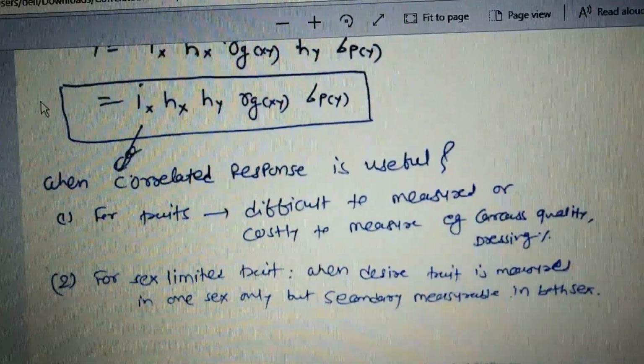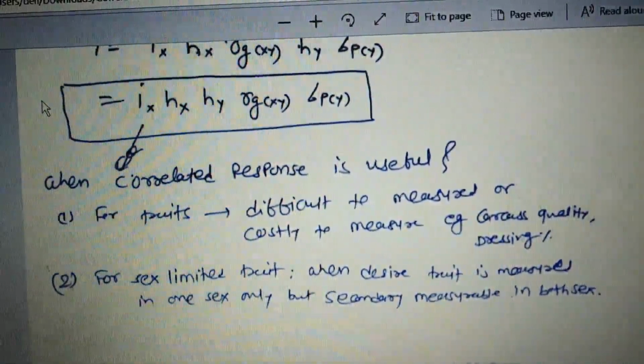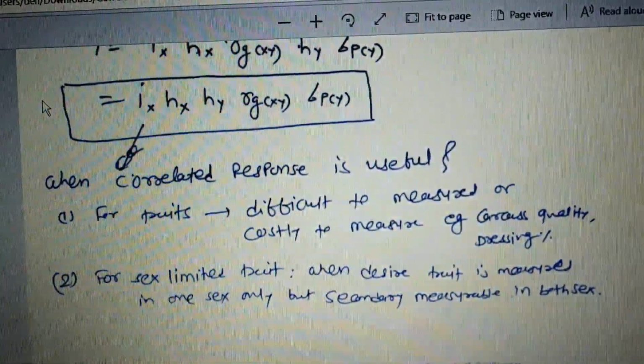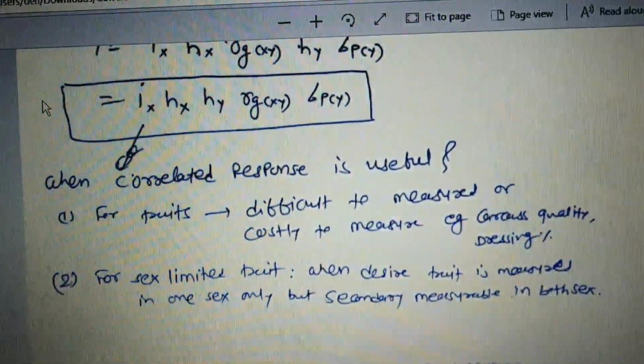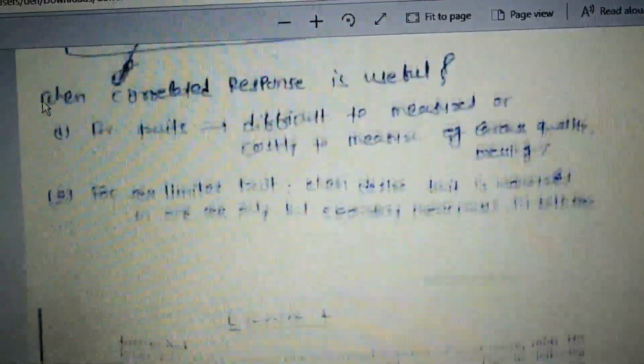So when will this correlated response to selection be useful? For a trait that is very difficult to measure, or costly to measure. In that condition we can use the correlated response to selection. For example, carcass quality traits, then dressing percentage.